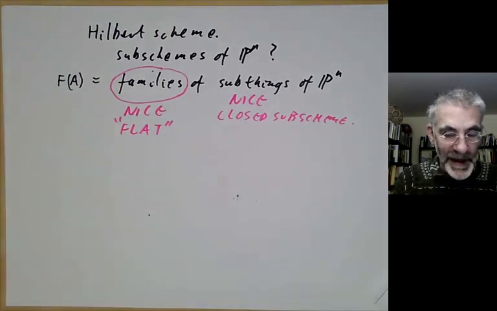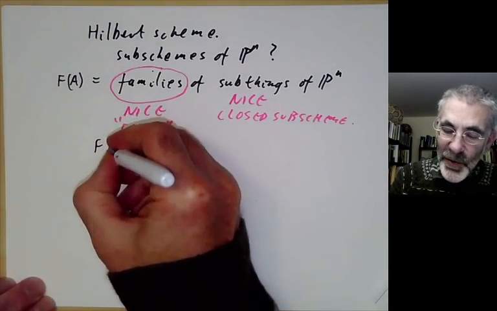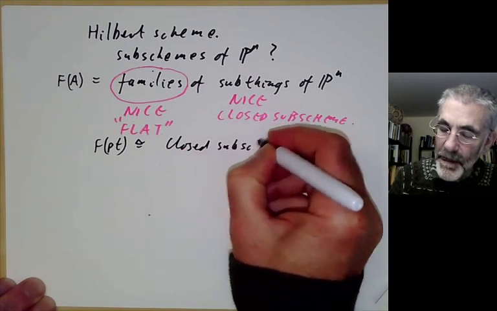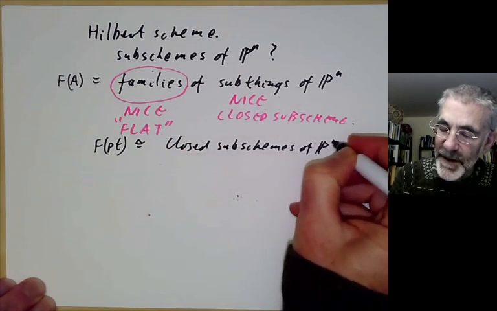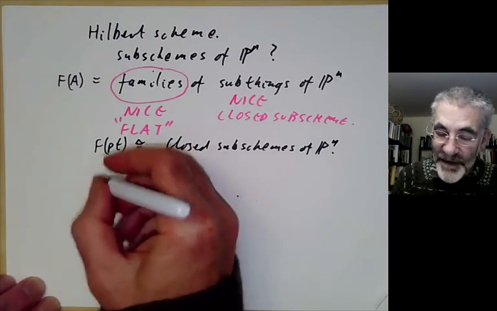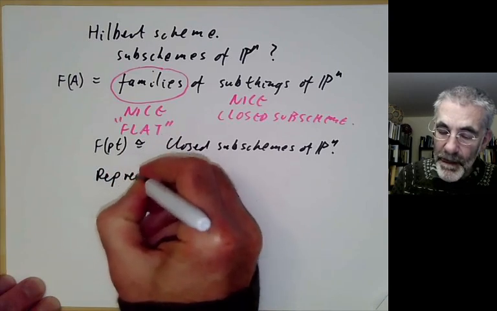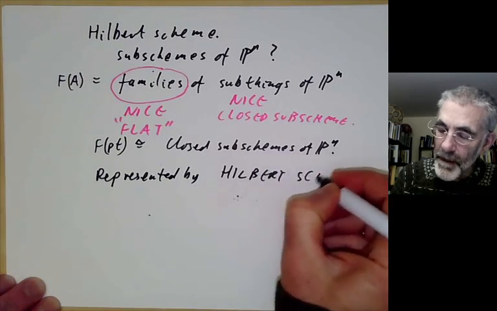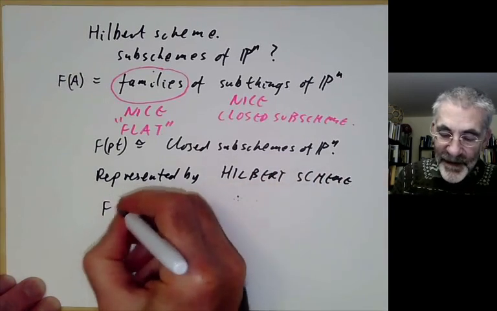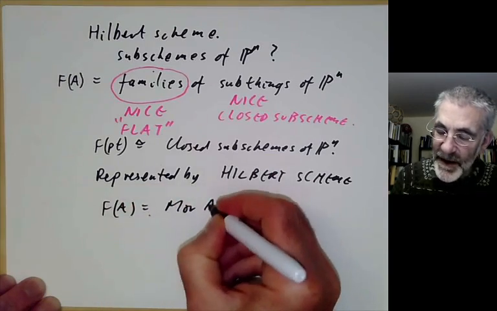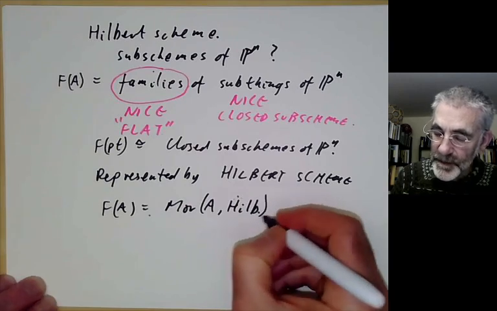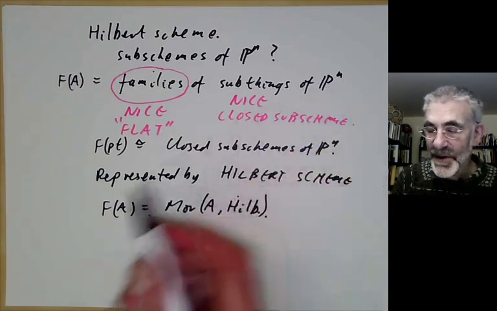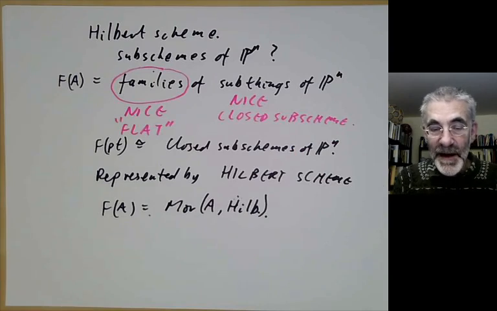So in particular, you notice that if we take A to be a point, F of a point should correspond roughly to closed subschemes of P to the N. And Grothendieck managed to show that this F is actually representable. It's represented by the so-called Hilbert scheme. In other words, F of A is just the morphisms of A to the Hilbert scheme. The Hilbert scheme sort of classifies subobjects of P to the N in much the same way that the power set of a set classifies subsets of a set.